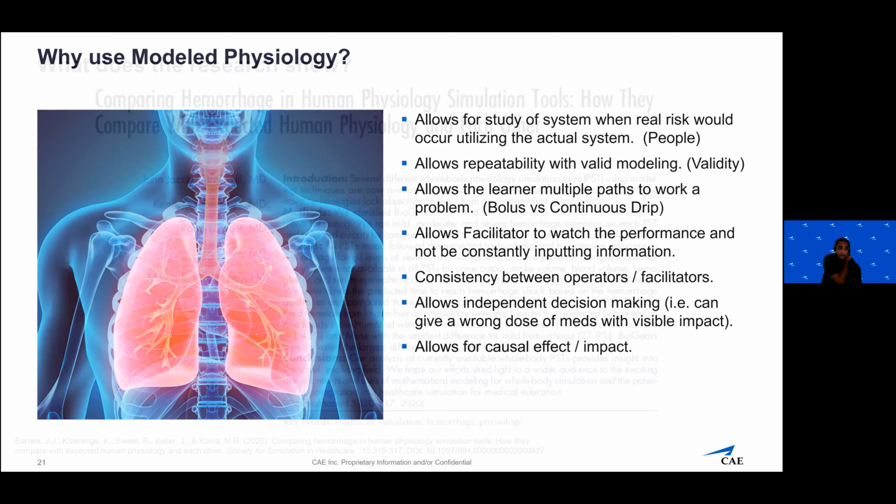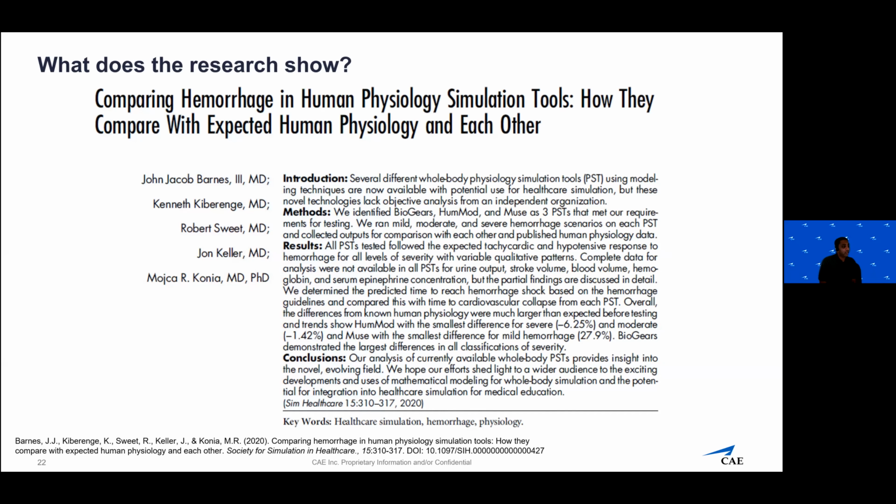So this was just posted. We wanted to share this with you. This was just posted in the latest Society for Simulation in Healthcare journal, comparing hemorrhage and human physiology simulation tools. And they certainly compared BioGears' Human Mod and Muse, which is the CAE Muse application, the middle version of the software before we converted to Maestro. And then you saw, many of you have used HPS or HS6, excuse me.